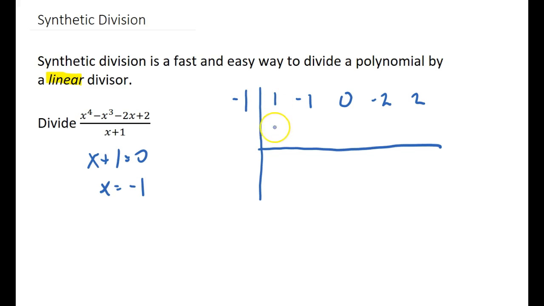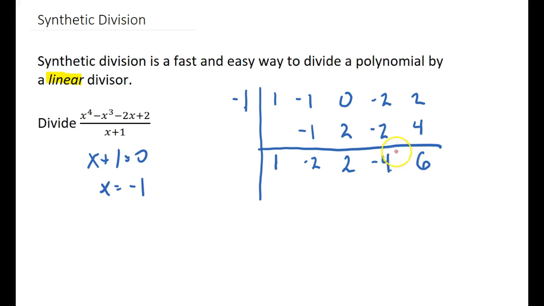To get things going, I bring down my first coefficient, which is 1. Now from this point on, I'm going to multiply and add. So I'm going to multiply 1 times -1. That gives me -1. I'm going to add -2. I multiply this by -1. That gives me +2. When I add, I get 2. 2 times -1 is -2. When I add, I get -4. -4 times -1 is +4. When I add, I get 6.